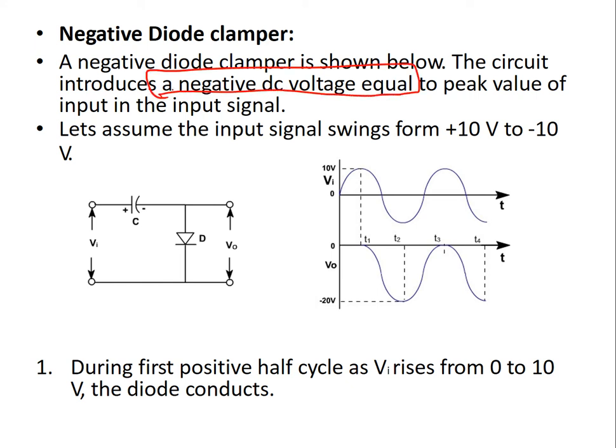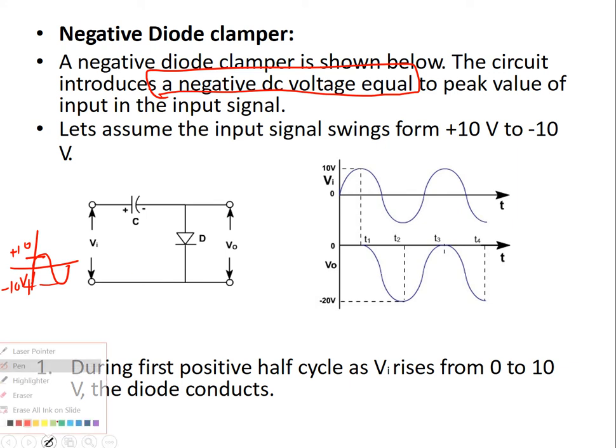How? Let's see. For example, let's say this is our input signal. I'm just drawing the first cycle here. So this is plus 10 volt and this is minus 10 volt. This is my input signal. Now let's see what will happen. In the circuit we have a capacitor and a diode. This is the positive terminal of the capacitor and this is the negative terminal, the cathode side of the capacitor.